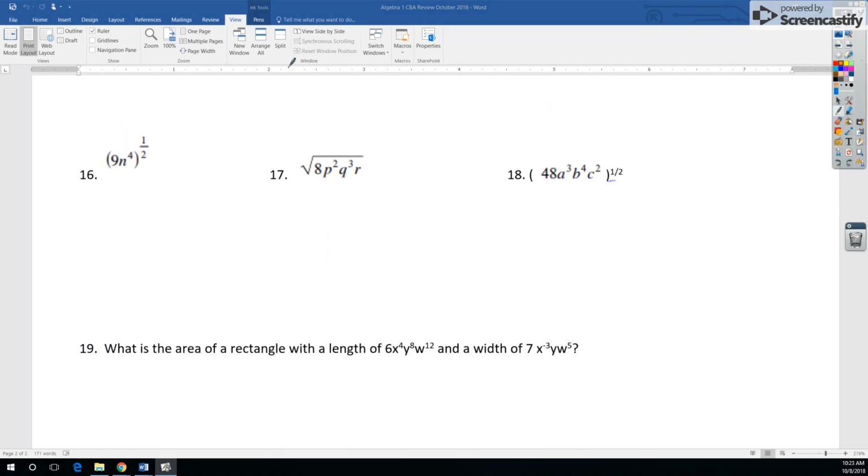Okay, a half power means square root. So this numerator is the power. This denominator is the index or the root.